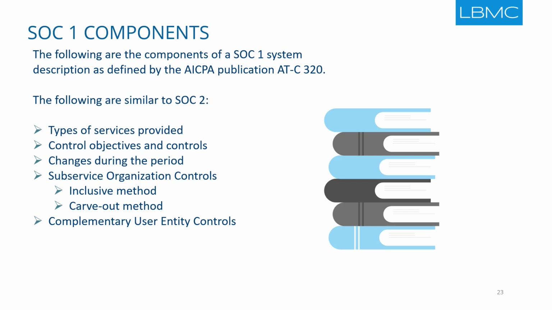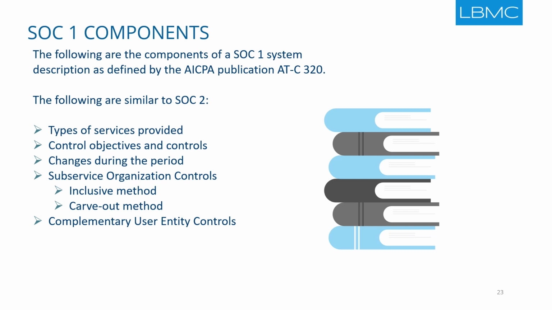It should list the types of services provided to a broad range of customers or clients, including as appropriate the classes of transactions processed. The control objectives and controls should be included. This is similar to the SOC 2 Trust Services Criteria section and may be a lengthy section if the controls are not covered elsewhere in the description. Again, it is important to make sure that all controls are described and that it does not describe any control that is not in the control matrix and tested by the service auditor. It should include a listing of any relevant changes during the period, and subservice organization controls should also be documented.